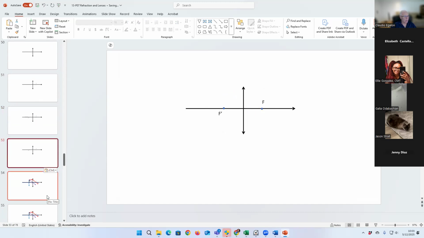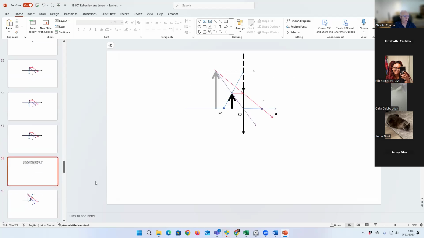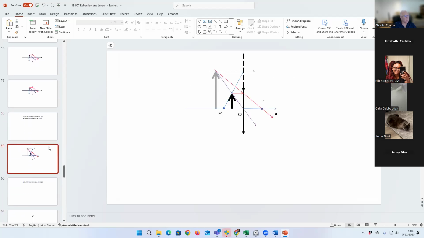And then I'm going to draw the object. In this case, the object is going to be at the focal point. All right, and then we can start working with the light rays.